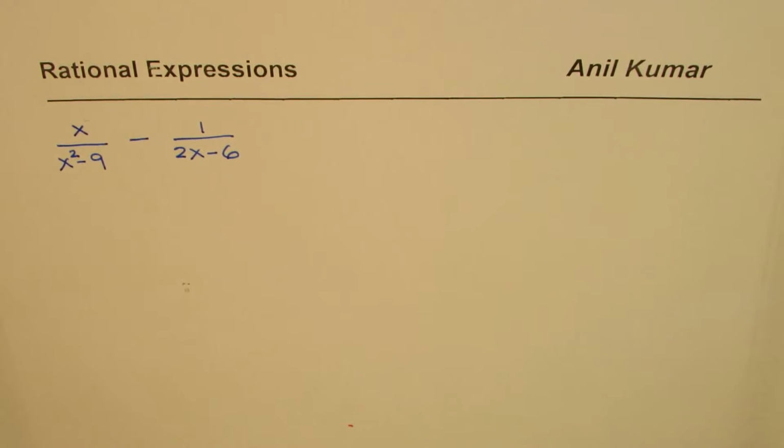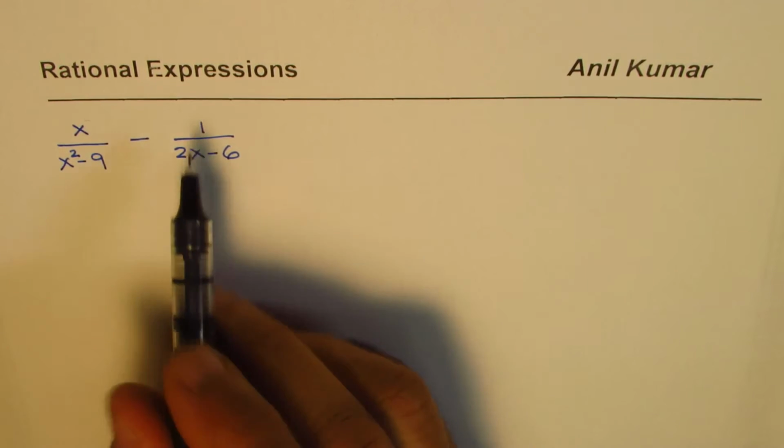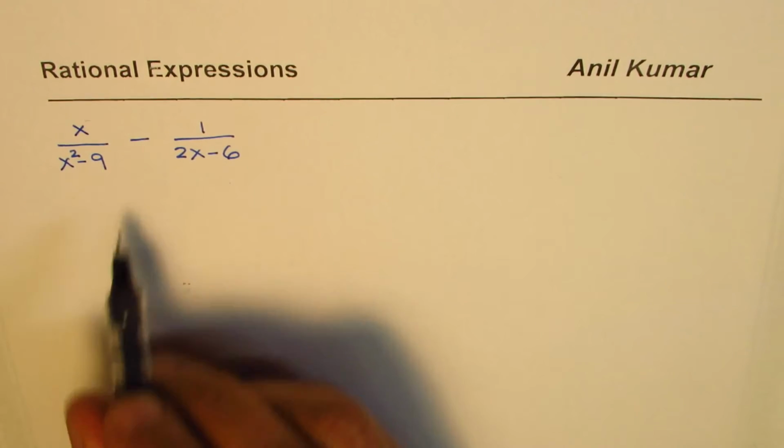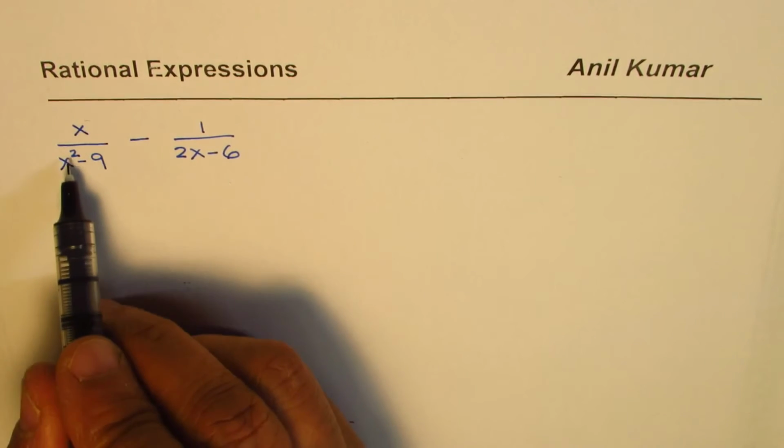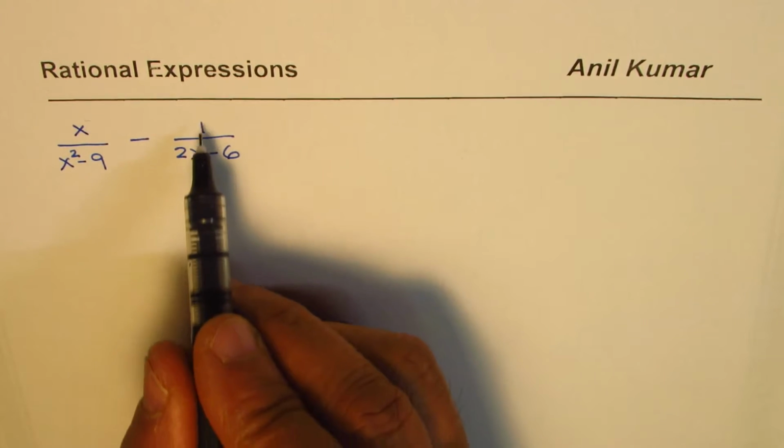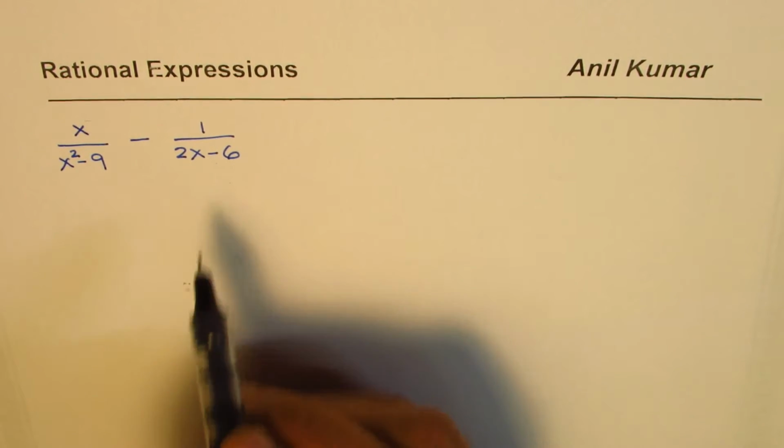I'm Anil Kumar. In this video, we will learn simple steps to subtract rational expressions. So we are given x over x squared minus 9 minus 1 over 2x minus 6.